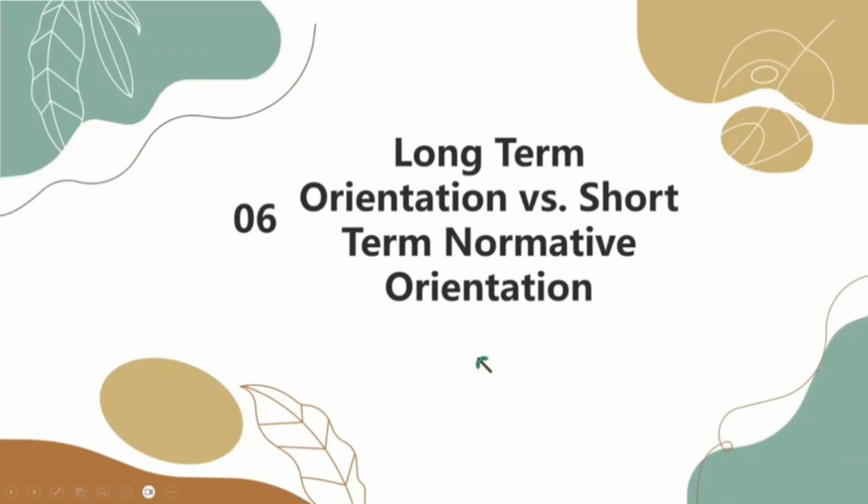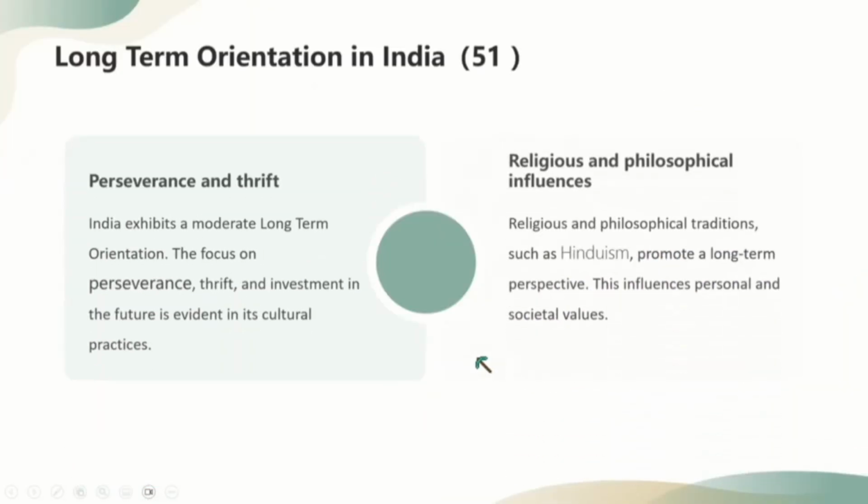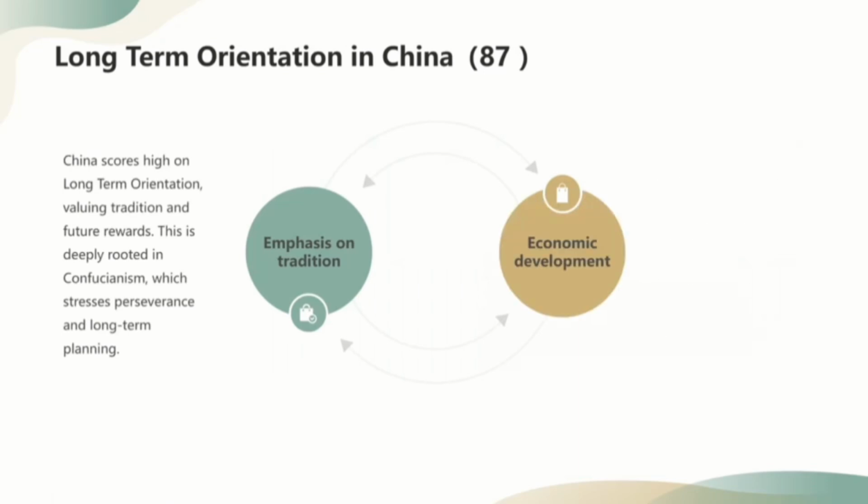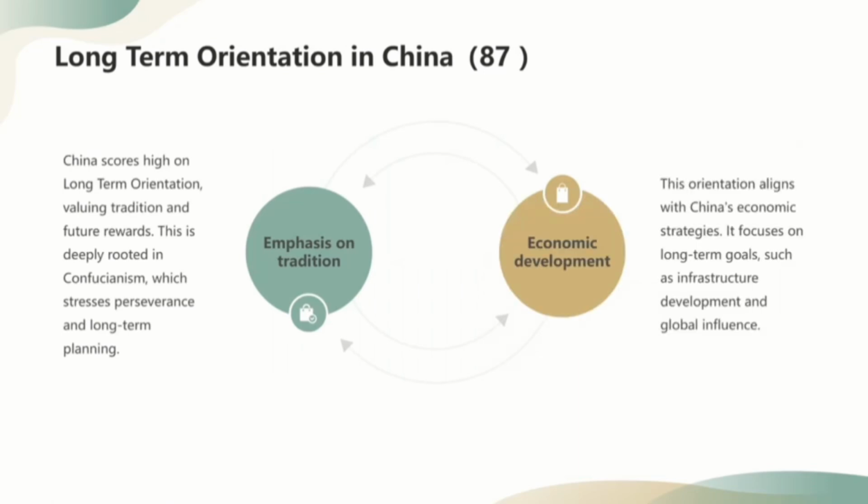The sixth dimension is long-term and short-term orientation. In the movie, it showed moderate long-term orientation. Mahavir's decade-long training mirrors perseverance rooted in Hindu philosophy. In China, it showed high long-term orientation. Confucian values drive investments in infrastructure and education. For example, the Belt and Road Initiative reflects China's focus on the future.